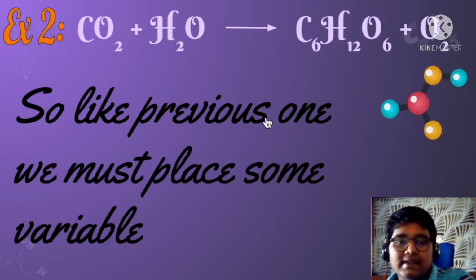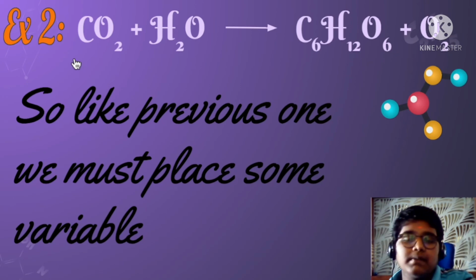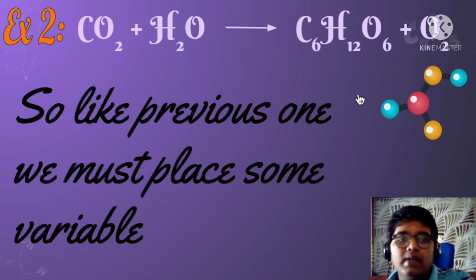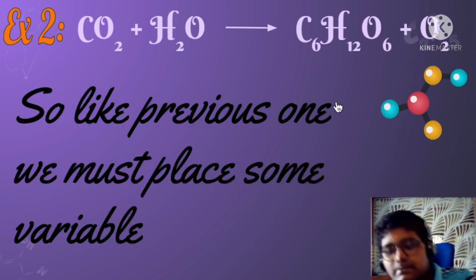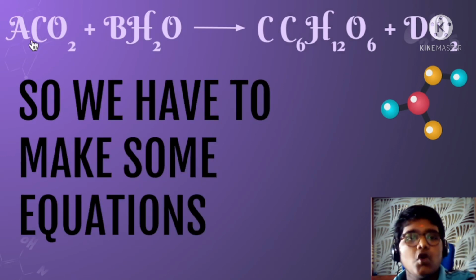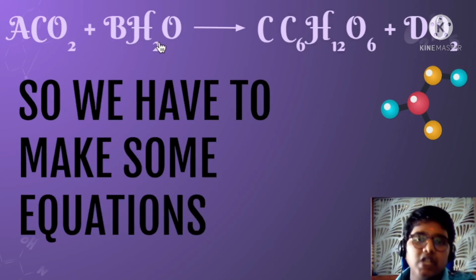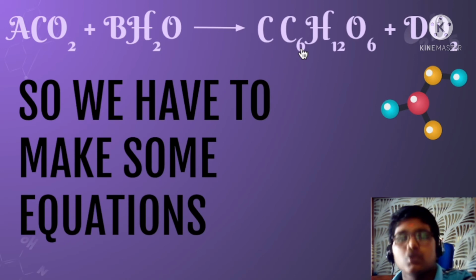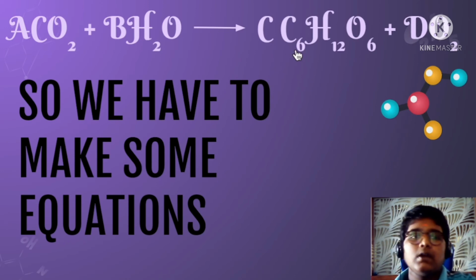So let's see example 2 from our previous method. CO2 plus water gives us glucose plus oxygen. So like the previous one, we must place some variables here. So ACO2 plus BH2O gives CC6H12O6 plus DO2. Here we have 4 variables. So now from these we must take some equations that would help us.